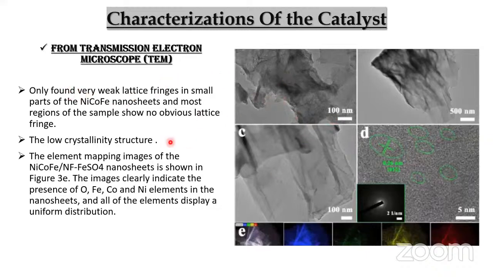Now moving forward, these are the pictures we got from the transmission electron microscope, that is TEM. In this case, we found the catalyst contains very weak lattice fringes in small parts, and the catalyst has a low crystallinity. Also, from this part we can see that the whole catalyst, the nanosheet, has uniformly distributed oxygen, iron, cobalt, nickel, all the elements.